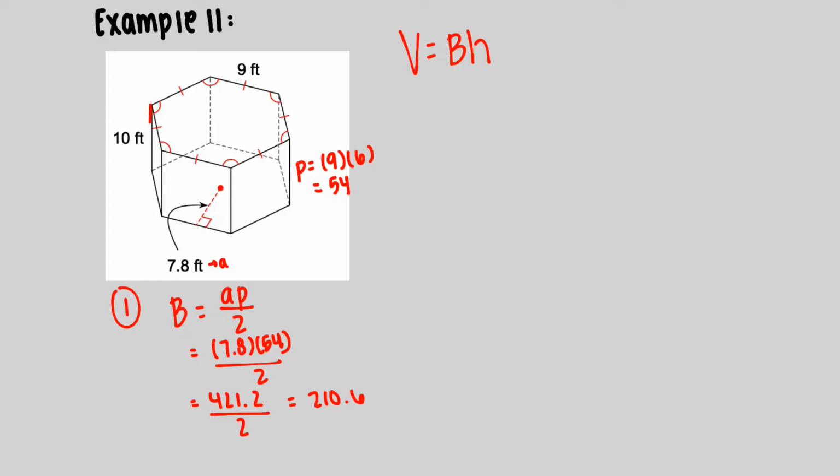So I look at the sides connecting my two bases, and I see that 10 is going to be my height. So again, my area of the base is 210.6 times my height, which is 10. When I multiply 210.6 times 10, it's 2,106 feet cubed for your volume.